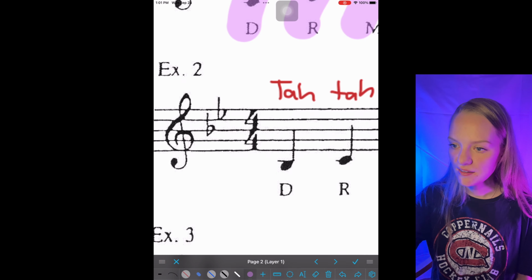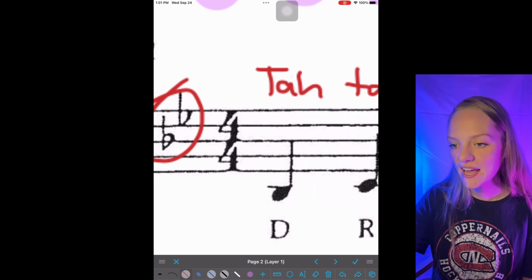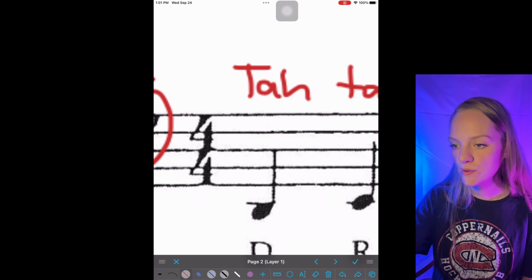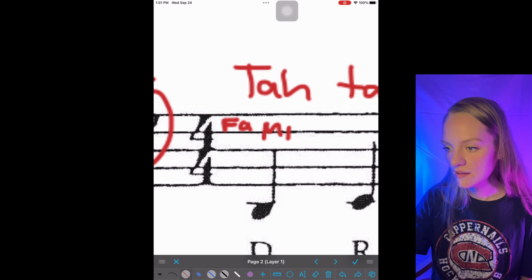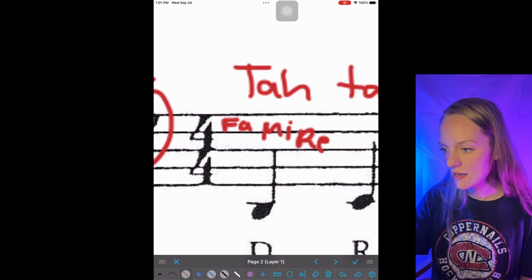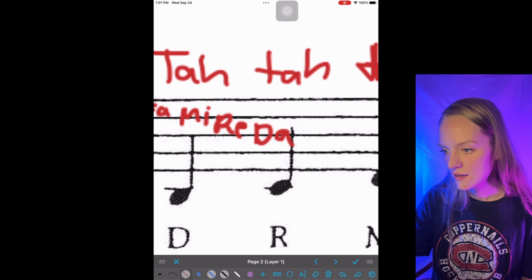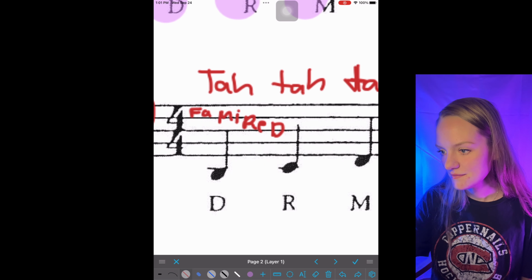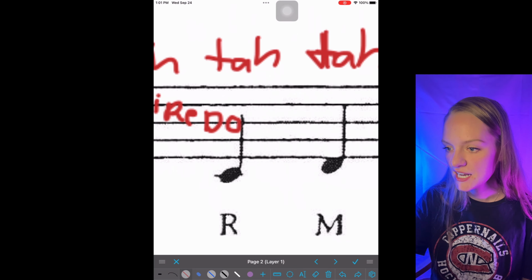So in this exercise, I see that there are 2 flats in the key signature. And if I have flats, I know that the last flat is always fa. And below fa is mi. And below mi is re. And below re is do. Okay? So in this exercise, I know that the middle line is going to be do. The middle line of the treble clef.